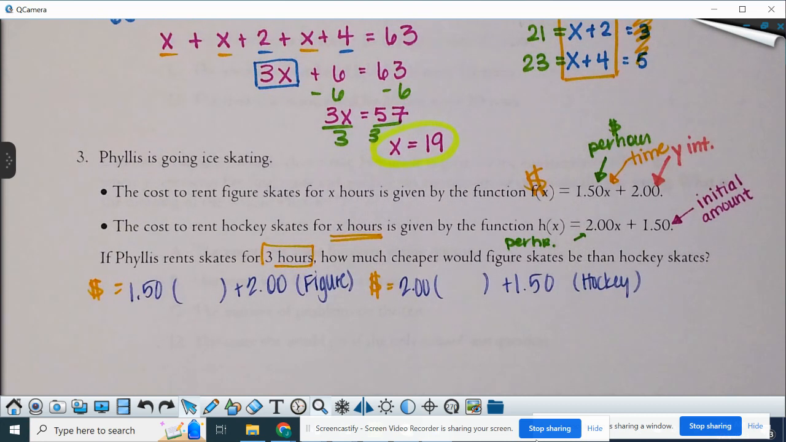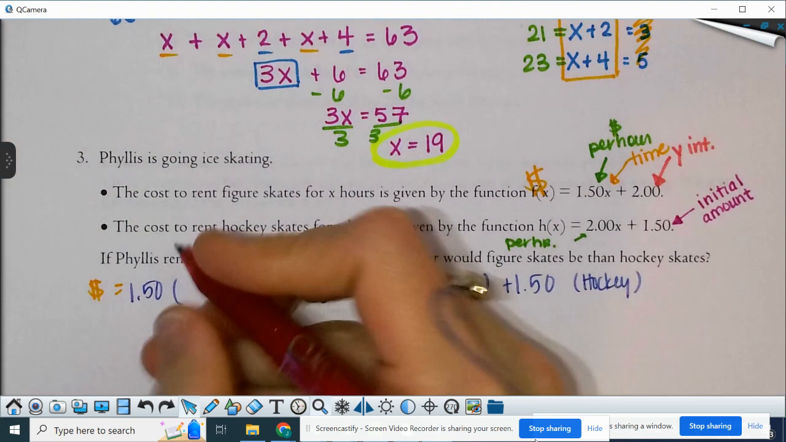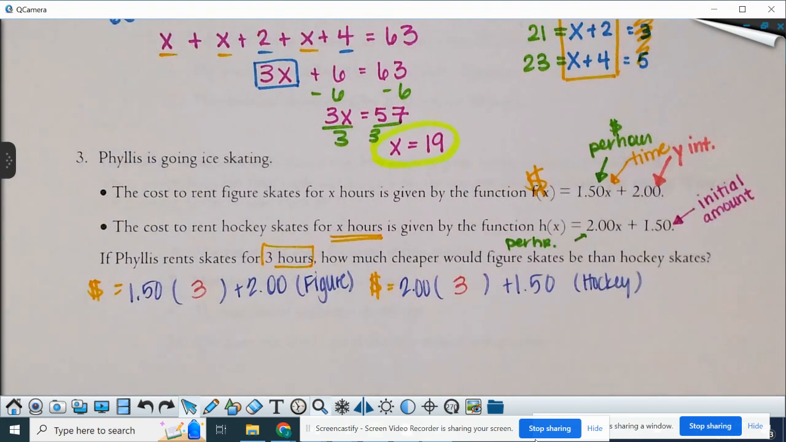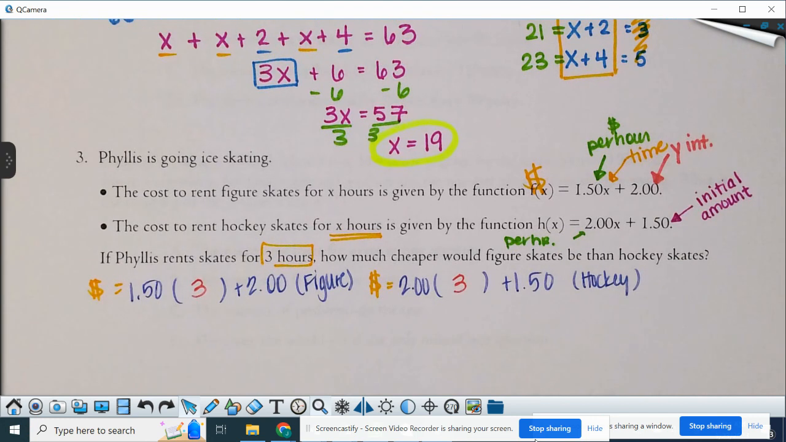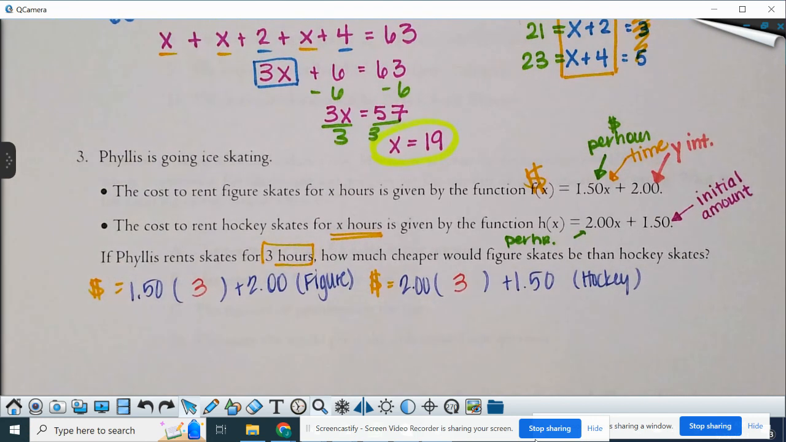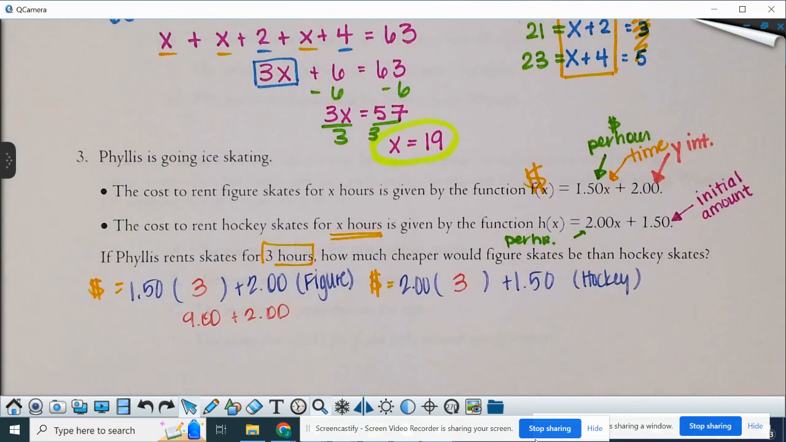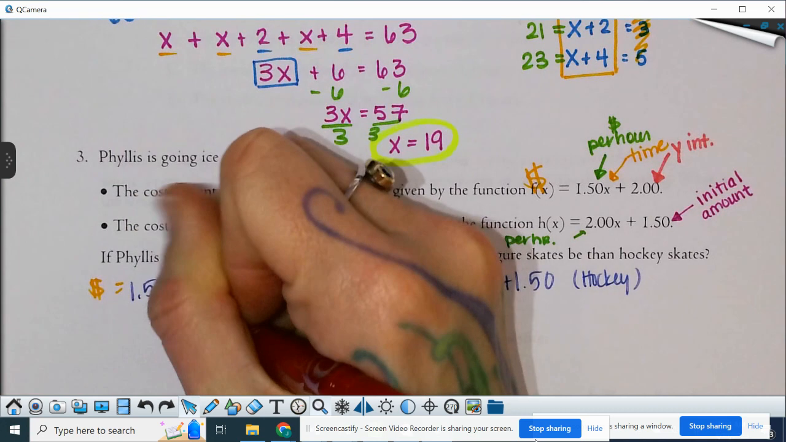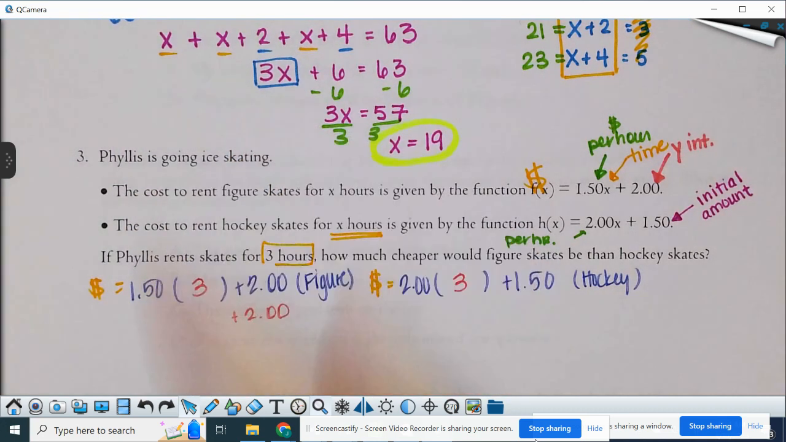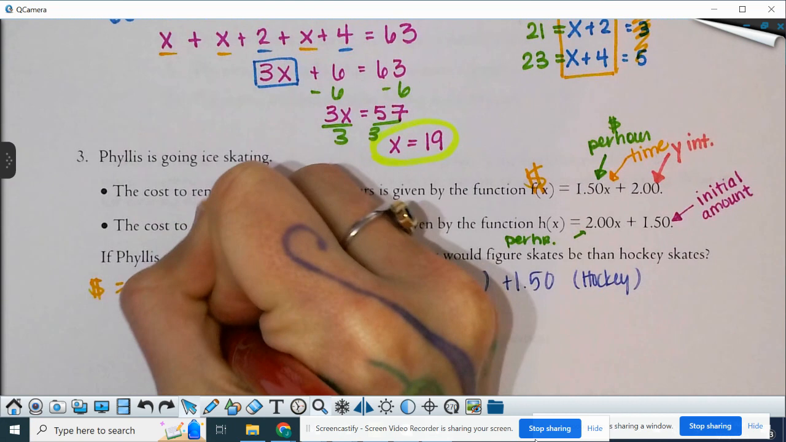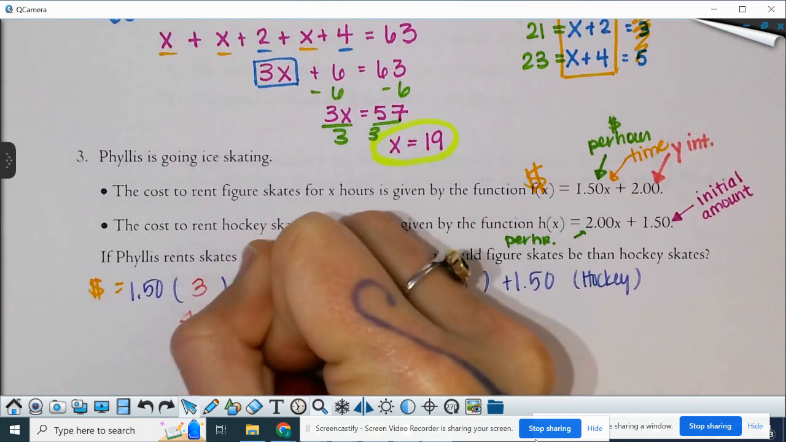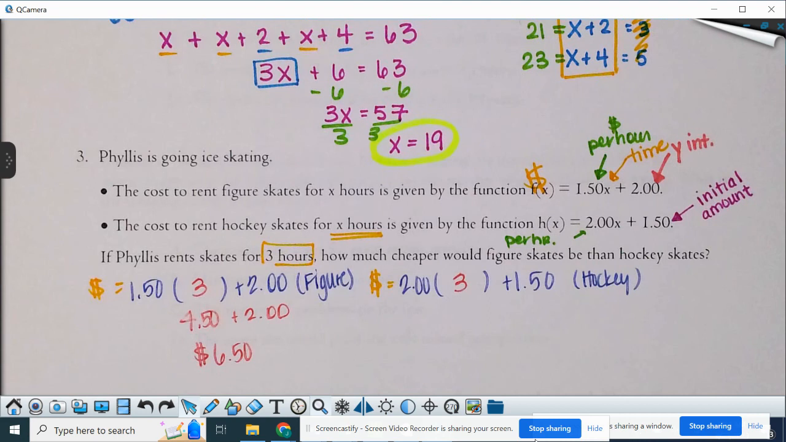How much cheaper would figure skates be? That means we're looking for a number, a money amount. So we're going to plug in that 3 in the place of x for both of them, and we're going to solve that. So $1.50 times 3. We're doing this longhand because this could easily be a calculator inactive question, because these numbers are fairly easy. $1.50 times 3 is $4.50, because $1.50 twice is $3. Then plus 2, so we got $6.50 for figure skates.